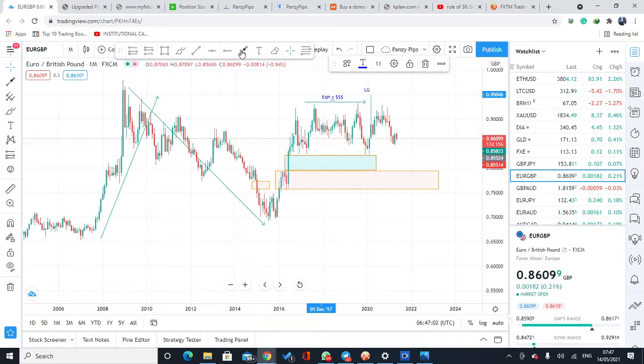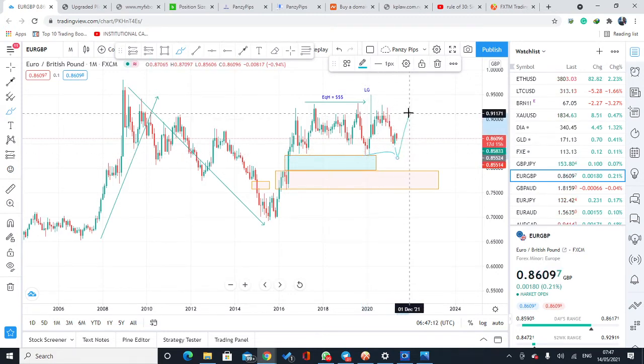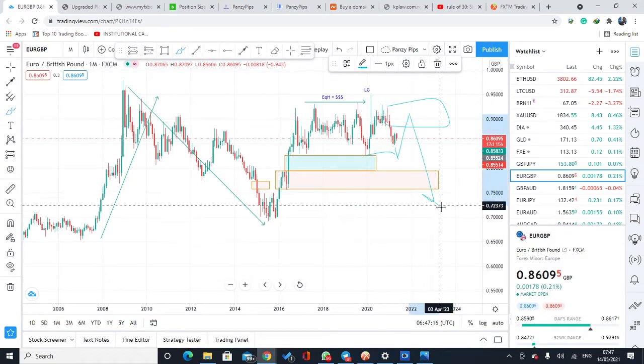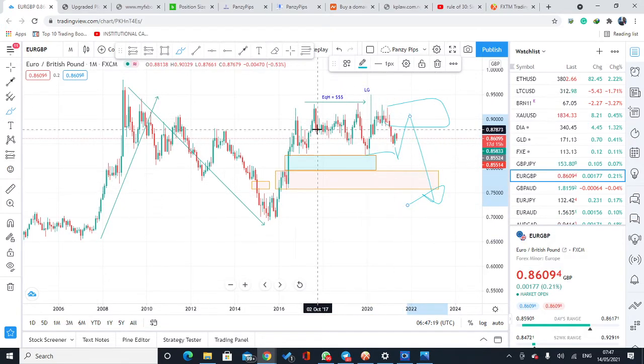Now, what is the market supposed to do? Market is supposed to come down, take out this level, take out this level. That will now give us the break of structure we are expecting. The market should pull back to this other block here, test that other block, and then go all the way down bearish. Alright, so that will be our perspective.